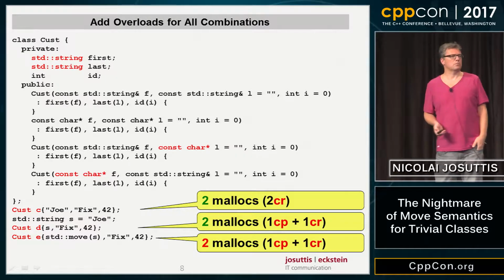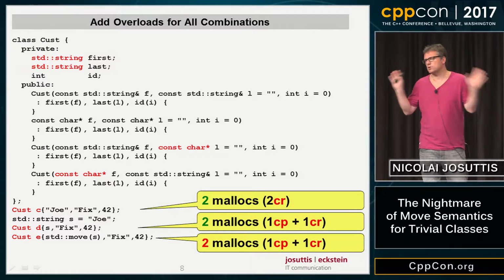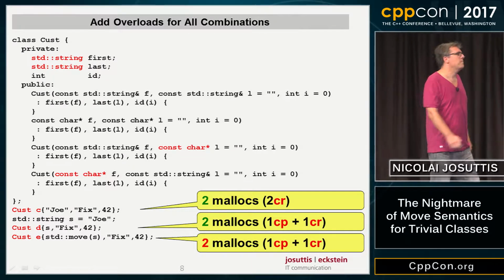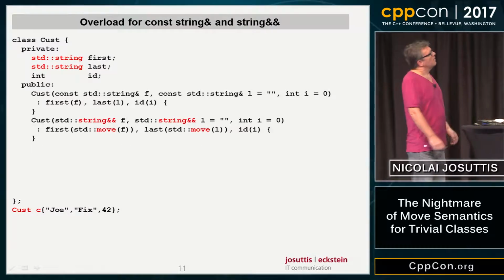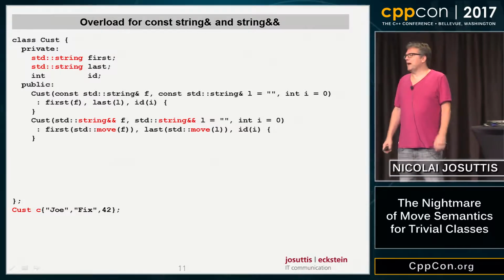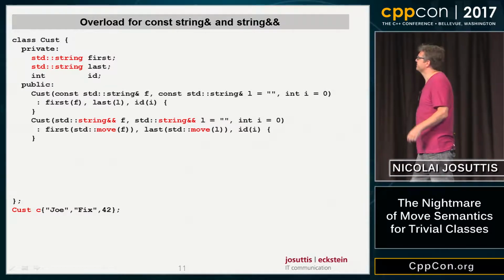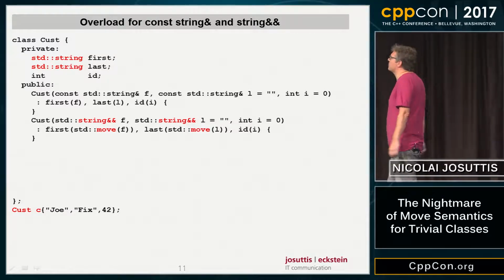Which is not good. Well, not perfect, I should say. It's usually fine. So how can we make this perfect? Overload for an R-value reference. So use move semantics in the constructor.